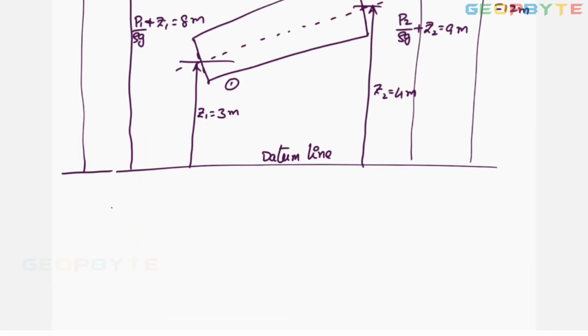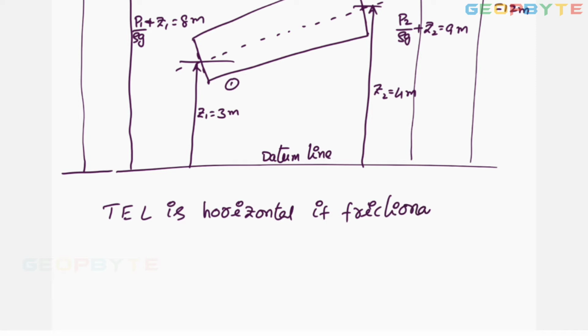Let me write that point. TEL is horizontal if frictional losses are ignored. Dear students, I hope you clearly understood.